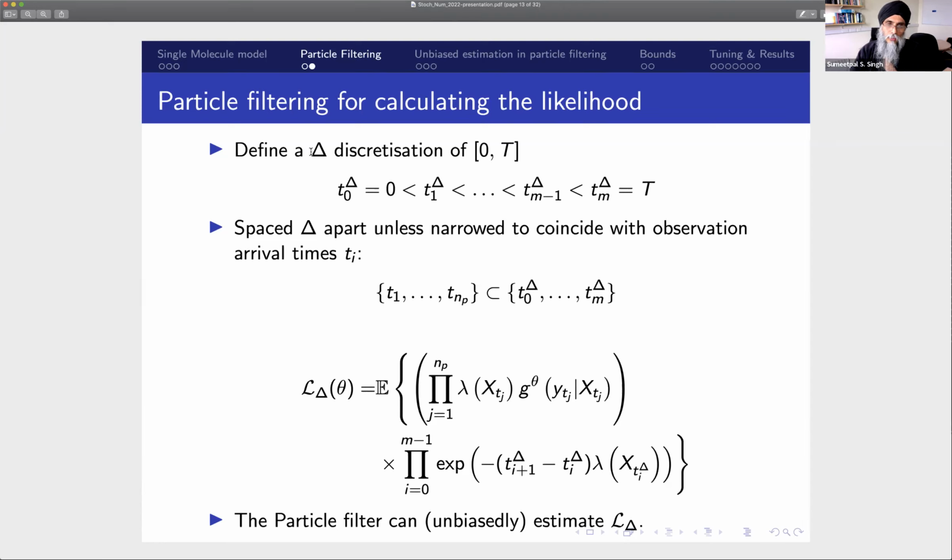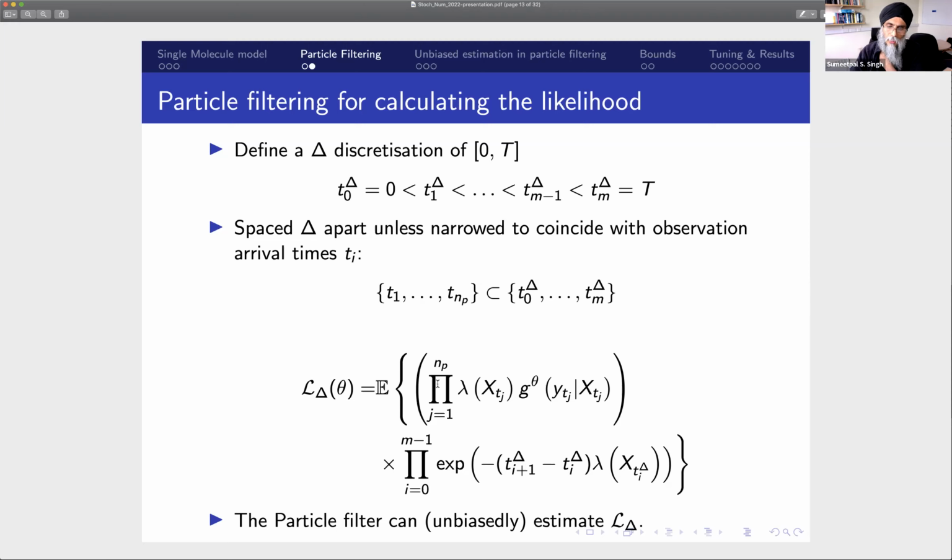If you define a time discretization, then I can also discretize the likelihood. It is the path integral on the discretized grid. Where I had the exponential of the integral, I'll replace it by this Riemann approximation. It's just the value of the intensity at the particle at time Ti delta, times the length of the interval between Ti delta and Ti plus 1. Exponentiate that, and this is a simple discretization of that continuous time model.